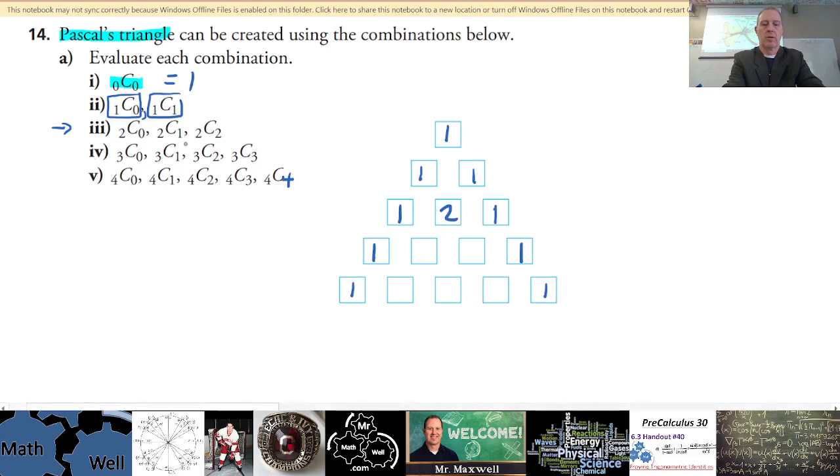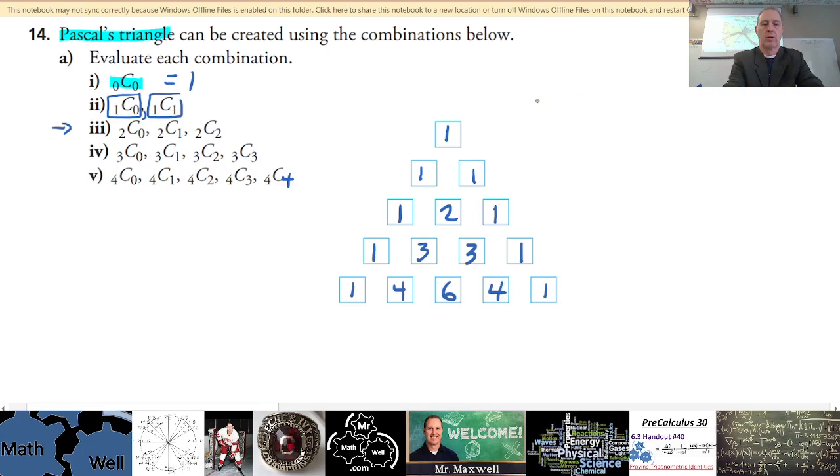3 choose 1. Who knows what 3 choose 1 is? That is 3, because you could choose 1 three ways. What's 3 choose 2? These guys, and these guys out here. 3. Awesome. Okay. And finally, 4 choose 1 is 4. 4 choose 2? Anybody? It is 6, yes. What's 4 choose 3? It's 4. All right. So those are the values that go in Pascal's triangle.